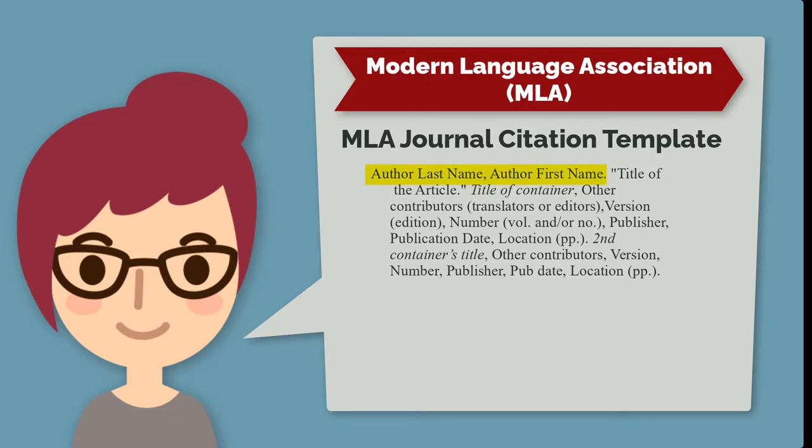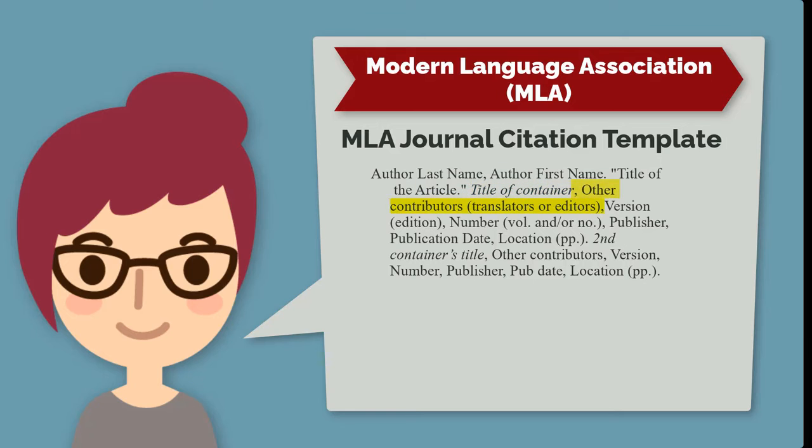The citation begins with the author's last name, followed by a comma, followed by the author's first name, followed by a period. This is followed by the title of the article, followed by a period, all of which are within quotations. This is followed by the title of the container, which in this case is the journal in which the article was published, followed by a comma.